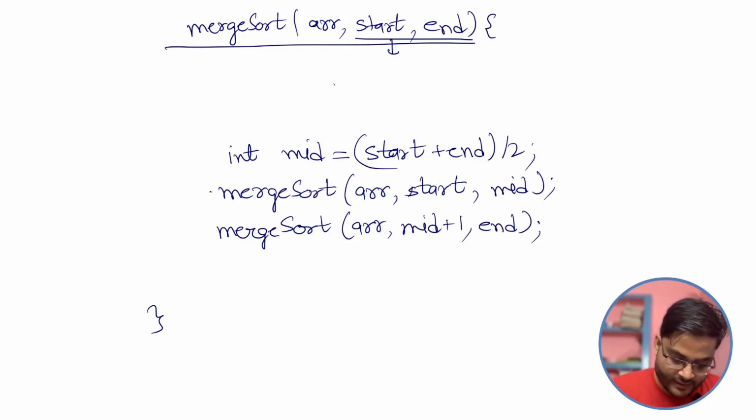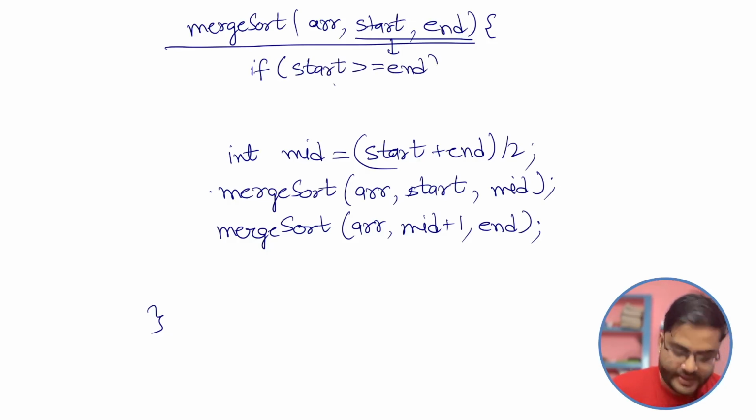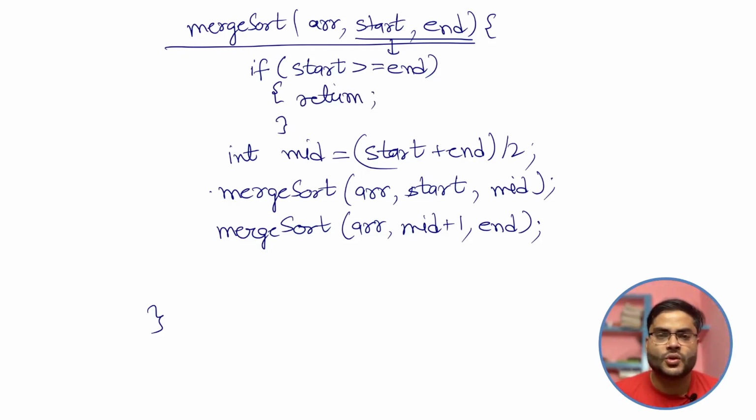Now we have divided our array in two parts. Okay, this will keep on dividing till our problem becomes very small. Okay, so how small? So if my start index becomes greater than or equal to end, that means what? We have only one element. Okay, we have only one element, or we have exceeded the array. So what will I do? I will return, right? If there is only one element, I will simply return.